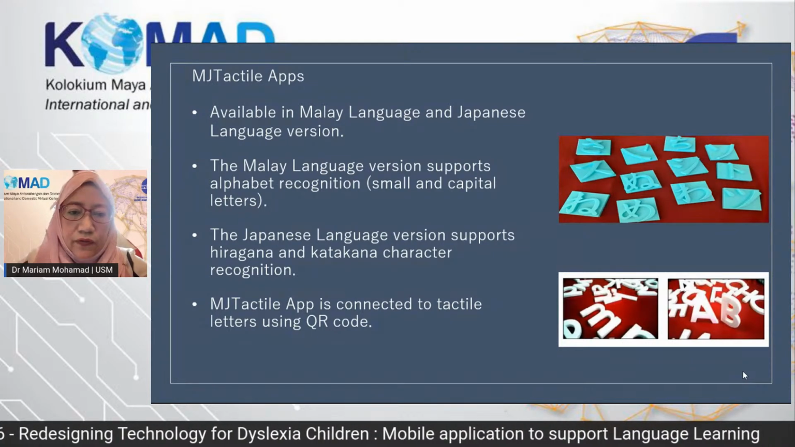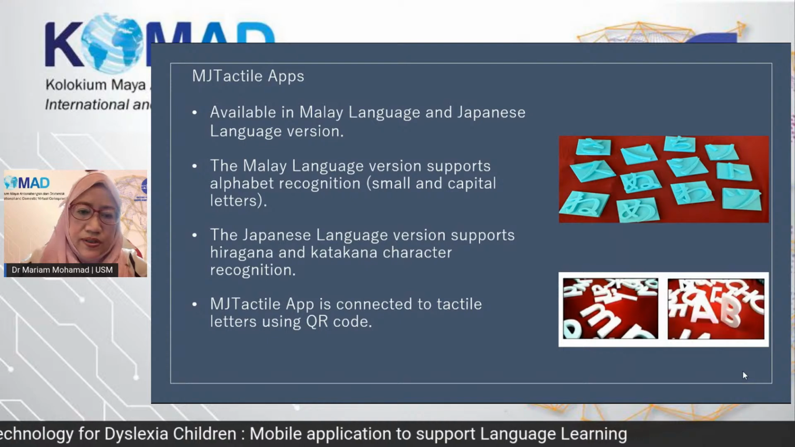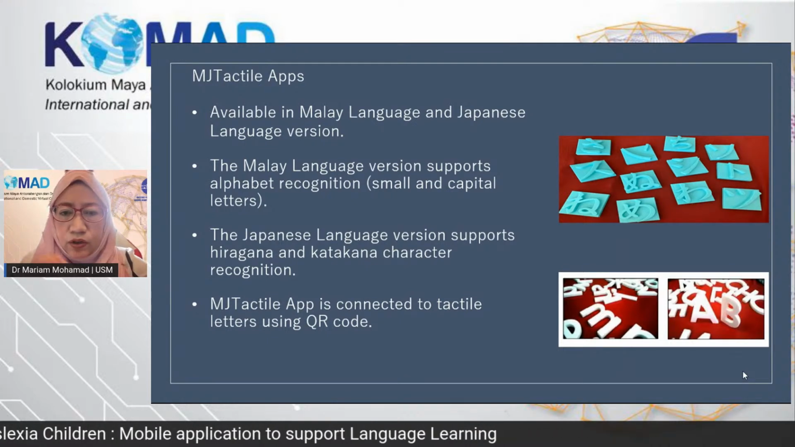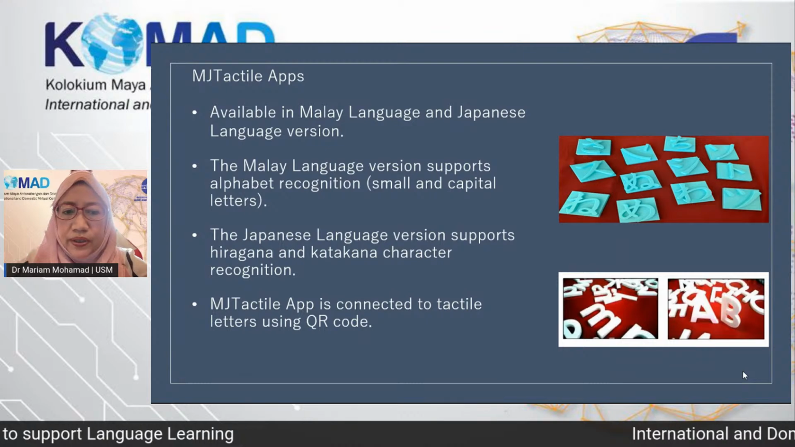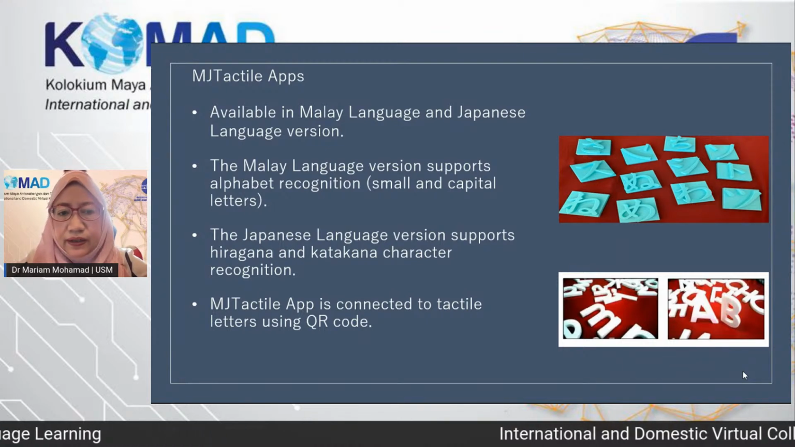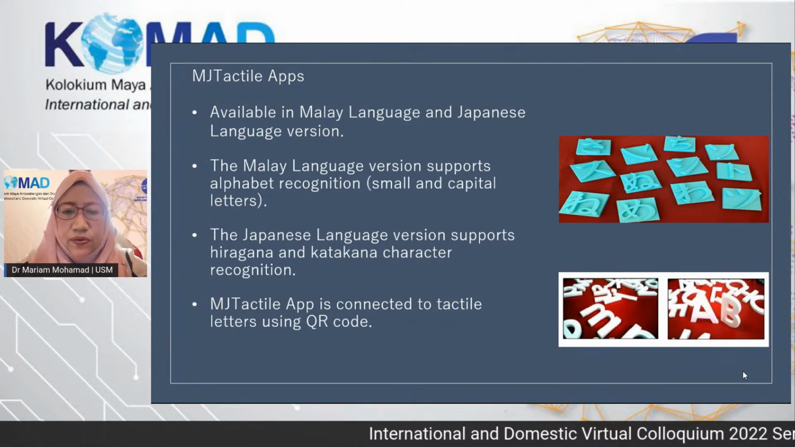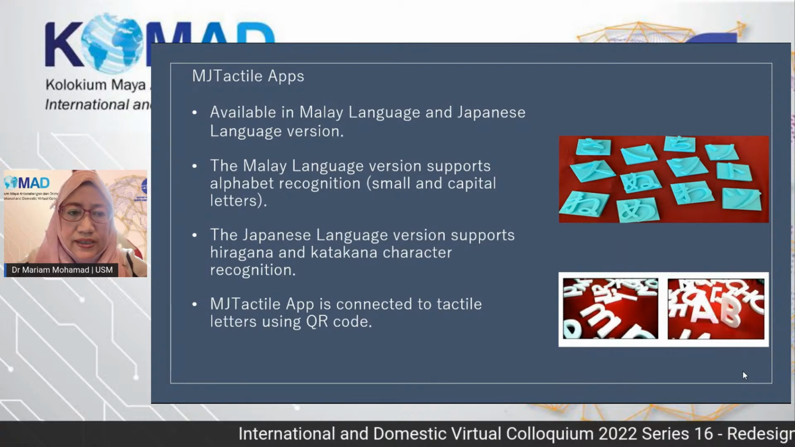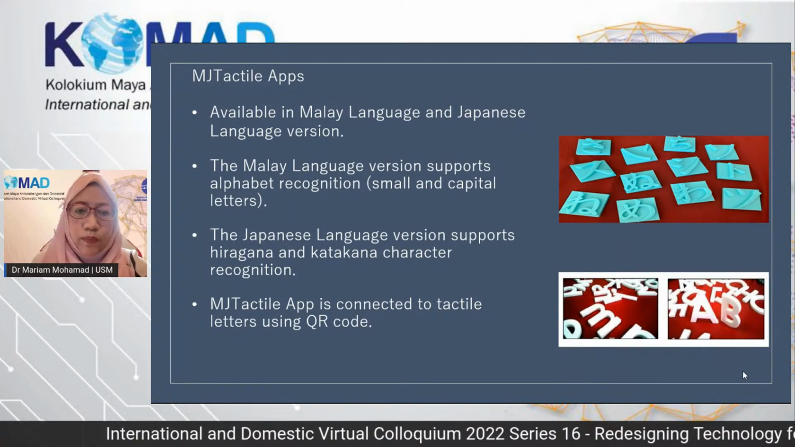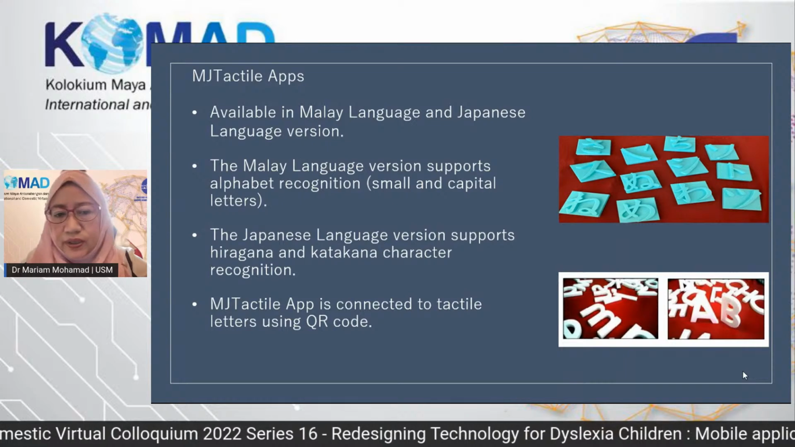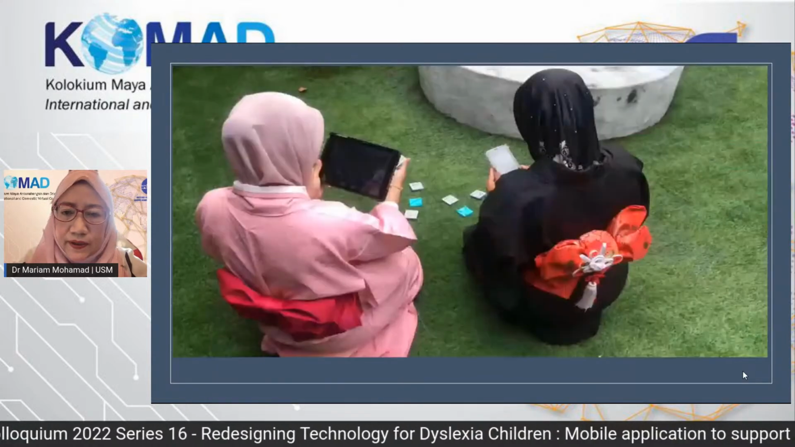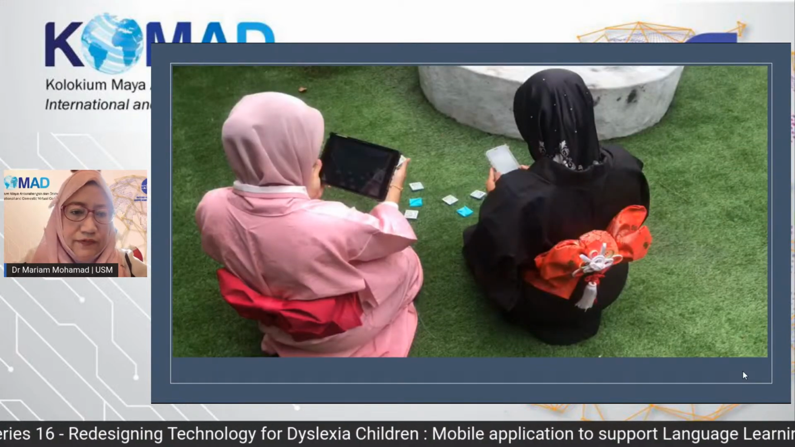And for the Japanese language, if we look at the top right side, it supports hiragana and katakana recognition. These tactile letters are connected to the mobile application using QR codes. All right, next please. Let's see the video.